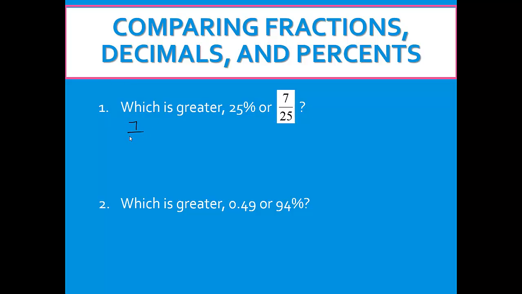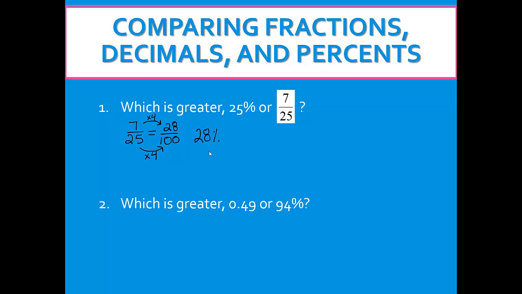In order for me to change 7/25 into a percent, I can write an equivalent fraction that has 100 as my denominator, because percents are always out of 100. 25 times 4 equals 100. So I multiply the numerator by 4 as well, so 7 times 4 is 28. And since percents are always out of 100, this would equal 28%. So 7/25 equals 28%.